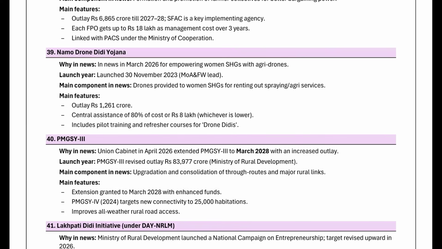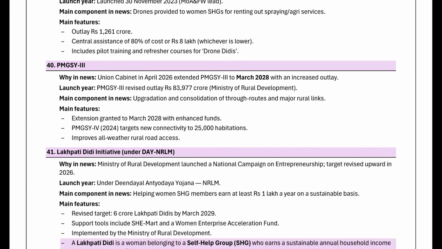Is it clear? Now PMGSY3, what is it about? It is again under the Ministry of Rural Development. Which ministry is talking about it? Ministry of Rural Development. The revised outlay for PMGSY3 is rupees 83,977 crore, right? The Union Cabinet in April 2026 extended PMGSY3 to March 2028. Is it clear? So the main features it is telling about, right?